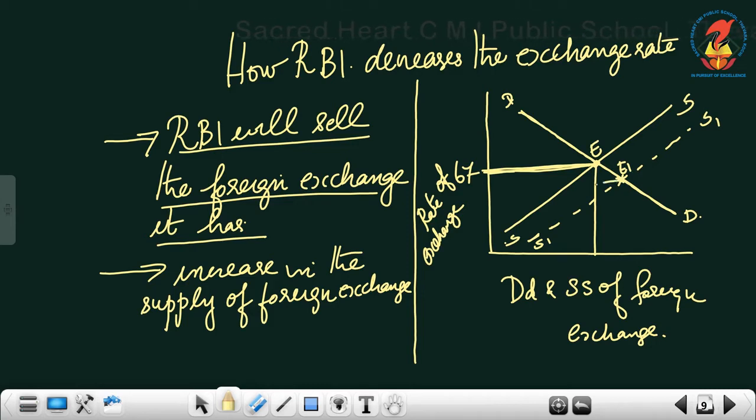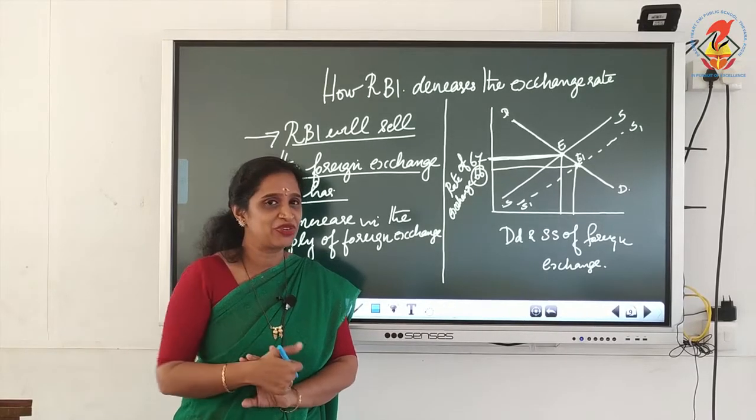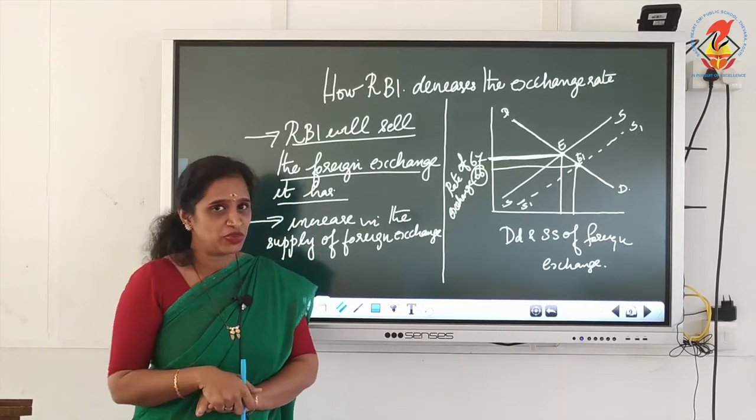From that equilibrium point, if I draw a line to the y-axis, I can see that from 67, the exchange rate is decreased to 66. So from 67, the exchange rate has come down to 66. How? Again, we can go back to what we have learned. We can just recollect what we have learned for the demand situation.